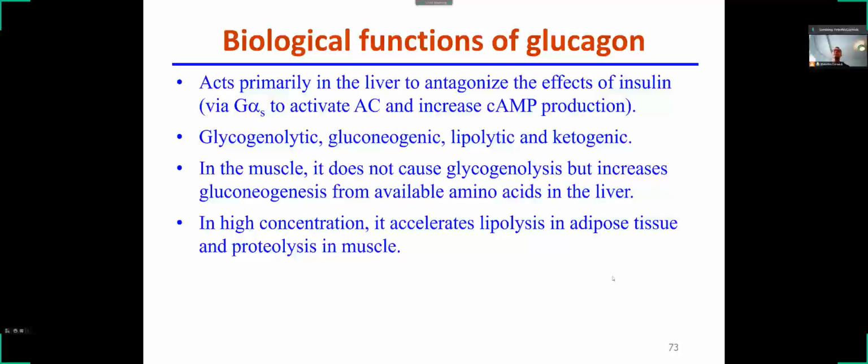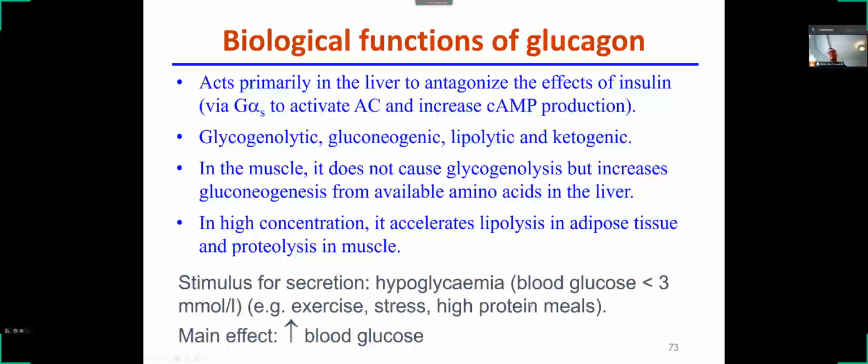And this is one of the attractive features for being able to modulate fat. The stimulus for secretion is typically hypoglycemia, so blood glucose below a certain level. Also, exercise, stress, and high protein meals.